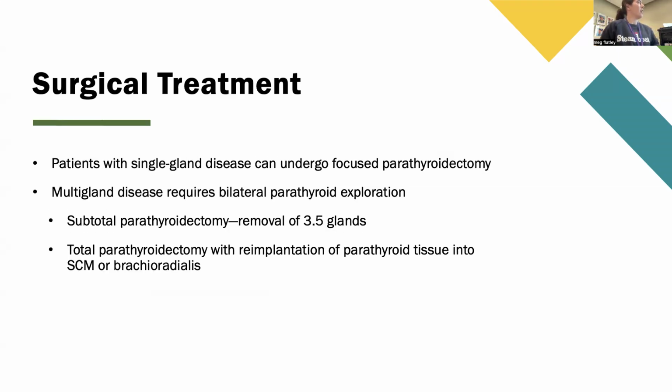Patients with single gland disease can undergo a focused parathyroidectomy. Multi-gland disease will require bilateral exploration. And then from there, you can either do a 3.5 gland, a subtotal parathyroidectomy, or you can do 4 glands with reimplantation. Does anybody know where you would reimplant the parathyroid gland?